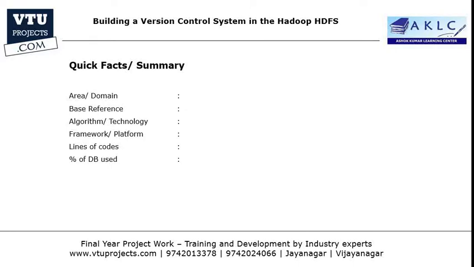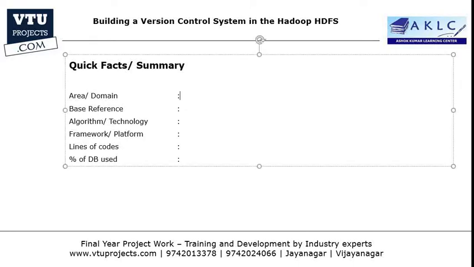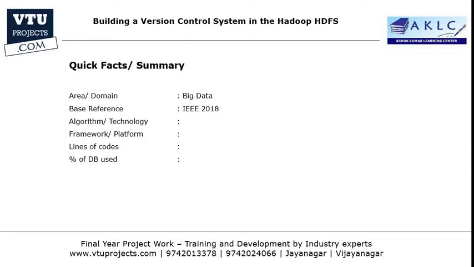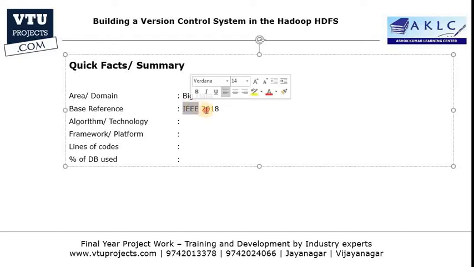So coming to the quick facts or the summary of your project. The first thing is the area or the domain of our project. The domain of our project comes under big data. The base reference tells where we got the idea from. We got this idea from an IEEE 2018 paper, a recent publication of IEEE. We are referencing our idea from that paper and we are implementing our own solution.